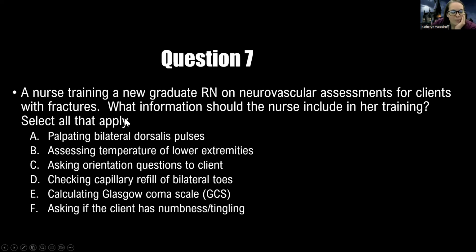So we have some fun here with the select all that apply. Let's do this like a true false. For a neurovascular assessment, do I palpate their dorsalis pedis pulses? I have to think about what P is that. That's P for pulse. So that sounds correct, so I'm going to go for that. So that's A.